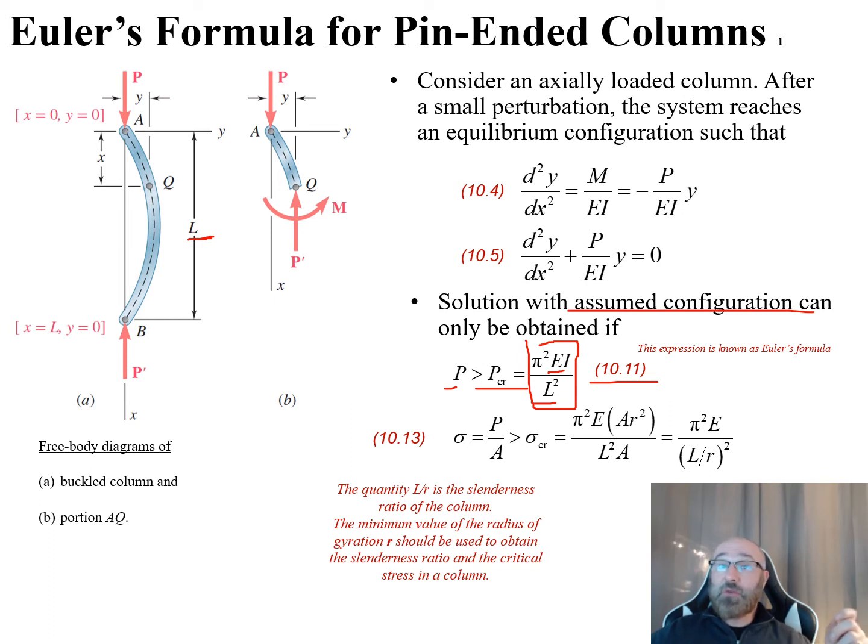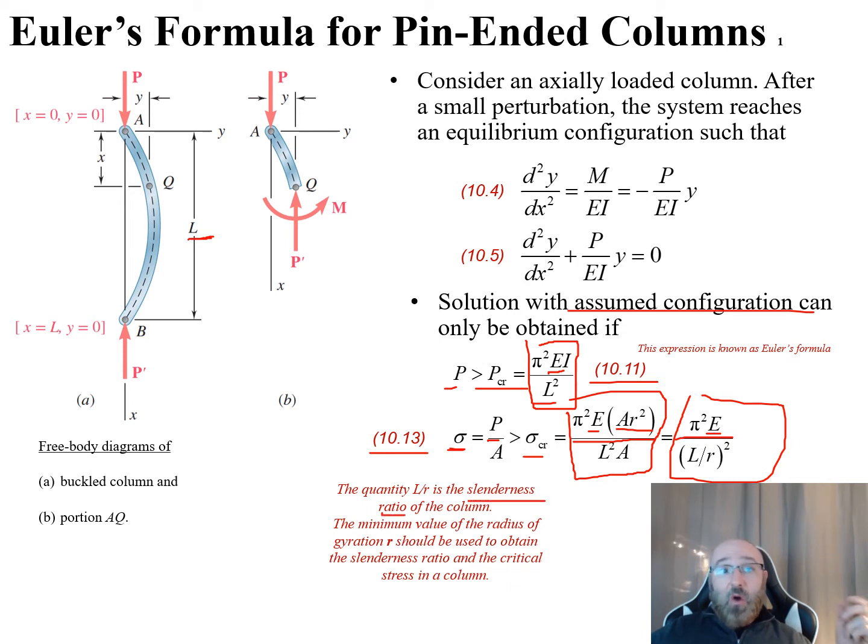Now also we have our expression 10.13, which shows that our normal stress is equal to P over A, which needs to be greater than our critical stress, which is equal to, now we see this relationship here, pi squared times our modulus of elasticity times A r squared all over L squared A, which we can reduce down to this relationship here of pi squared times our modulus of elasticity, all divided by L over r squared. Well, what is this L over r? L over r is going to be the slenderness ratio of the column, so the length over our radius of gyration right there. The minimum value for this radius of gyration should be used to obtain the slenderness ratio and the critical stress in the column.